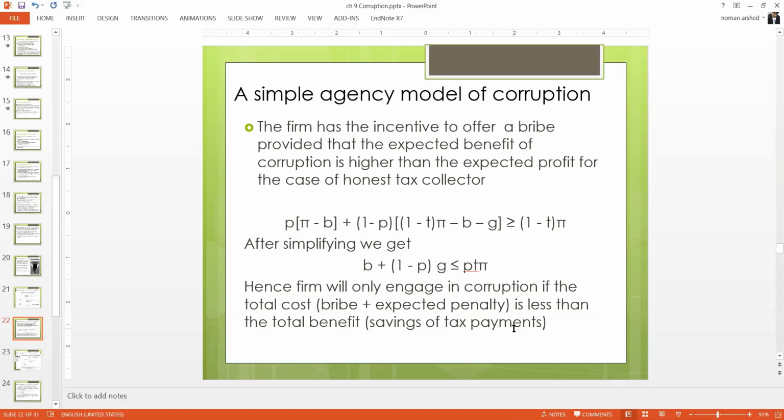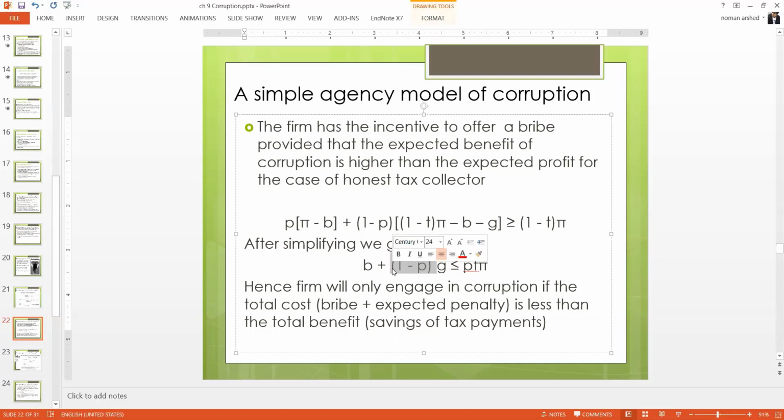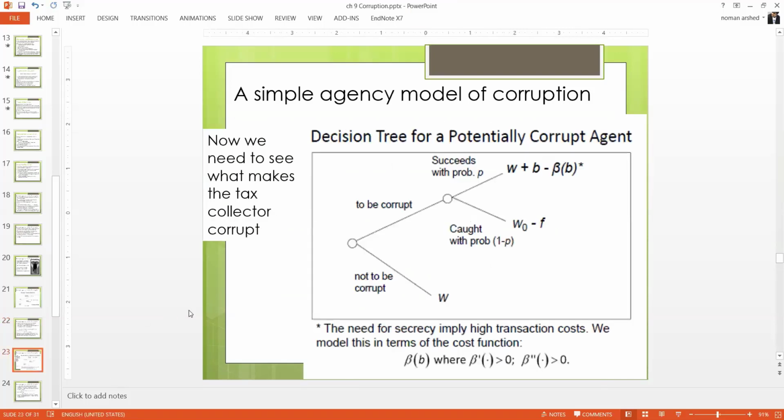Okay, so if the bribe is high, they will not do corruption. If the chances of getting caught are high, they will not do corruption. If the penalty is high, they will not do corruption. But if the tax rate is high, they will do corruption. If the chances of being successful in corruption are high, they will do corruption. If the profit is high, they will do corruption. Okay, now we'll go towards the tax collector side. So now we see what makes the tax collector corrupt.